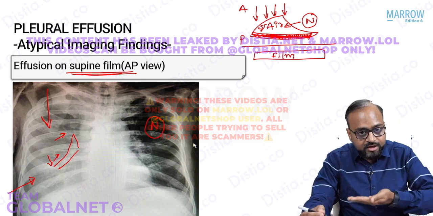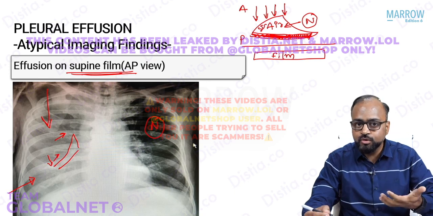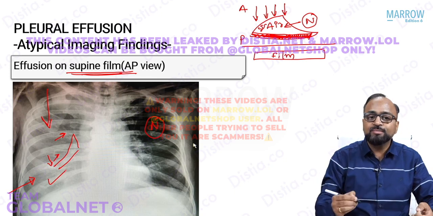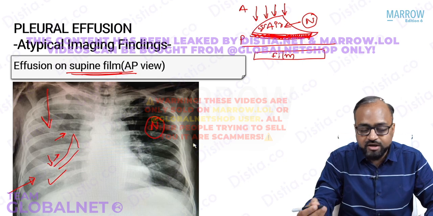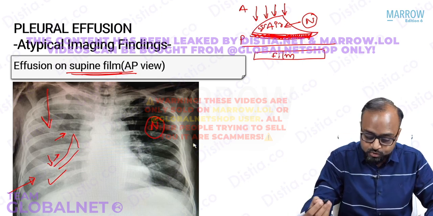So this is how effusion basically appears on a supine radiograph. It is because the fluid layers down along the posterior thoracic wall, increases the density of the hemithorax. But still, through that increased density, you are able to see the vascular markings, right? And that is because there is some amount of normal lung, air-filled lung, which is there anterior to that fluid level. So this is how it looks like on a supine film.